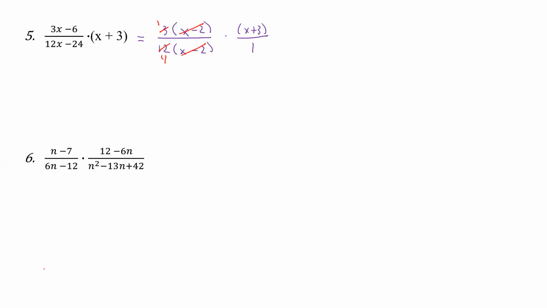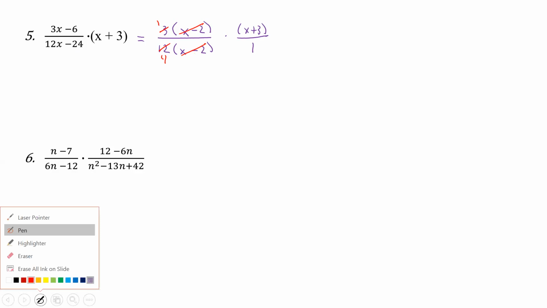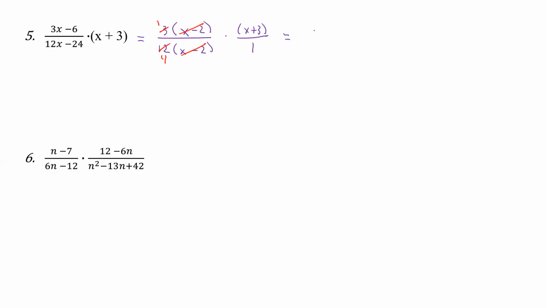And now nothing else will cancel. So what does that give me then? Well, that gives me x plus 3 over 4. And that's my final rational expression after multiplying those two items together. All right, so now I have a binomial over binomial and then a binomial over trinomial.